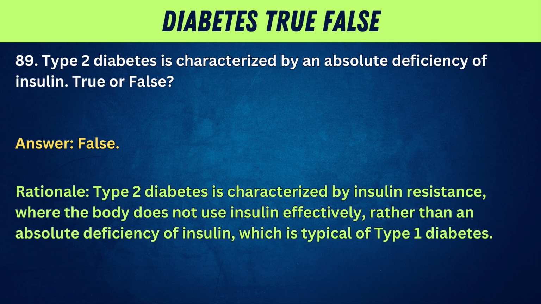89. Type 2 diabetes is characterized by an absolute deficiency of insulin. True or false? Answer: false. Rationale: type 2 diabetes is characterized by insulin resistance, where the body does not use insulin effectively, rather than an absolute deficiency of insulin, which is typical of type 1 diabetes.